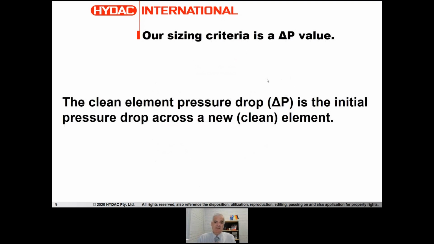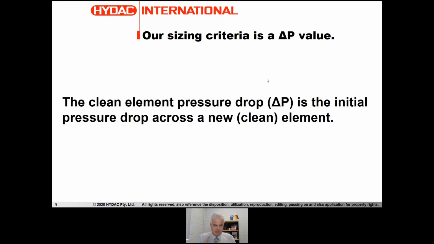Now, how we size is on a delta P value. The delta P value is the pressure differential, and it's defined as the clean element pressure drop, or delta P. That is the initial pressure drop across a new element. So a new element that is clean, it hasn't collected any contamination yet. You get this new element, you fit it into the filter, and what is its pressure differential across the filter? We're sizing on that.